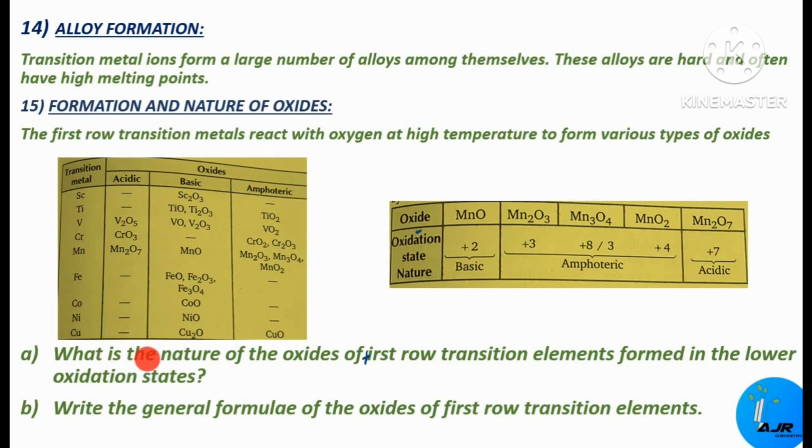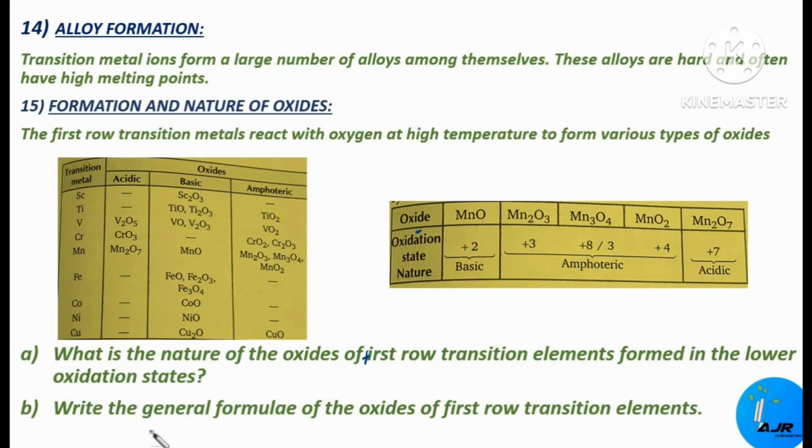What is the nature of the oxides of the first row transition elements formed in the lower oxidation states? In general, the oxides formed in the lower oxidation states of the metals are basic, while those formed in the higher oxidation states are acidic. Those between the higher and the lower oxidation states, that is intermediate, are amphoteric in nature, and this is perfectly explained in the case of manganese. When the oxidation state is very low, it is basic. When it is very high, it is acidic. In between basic and acidic, we have the amphoteric.